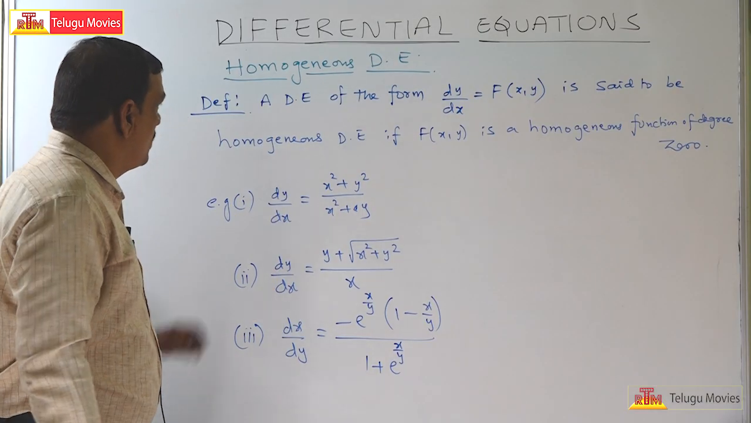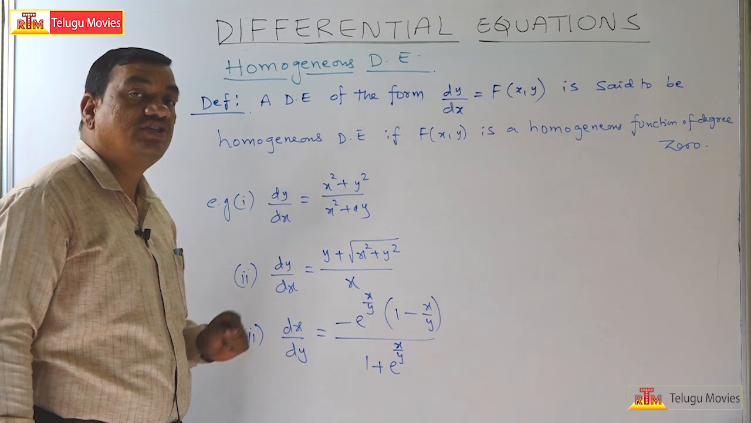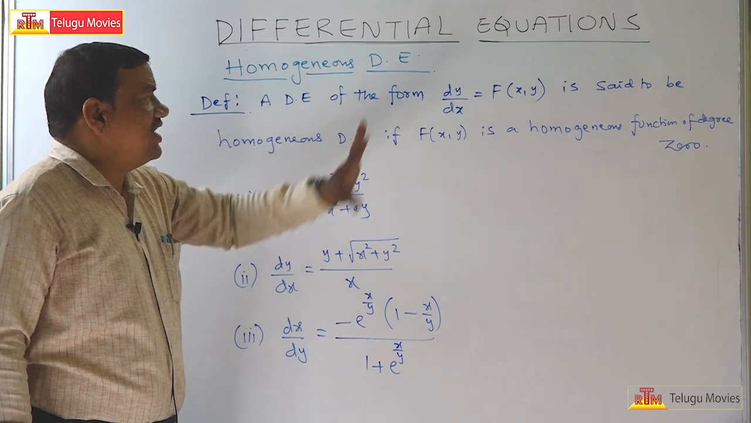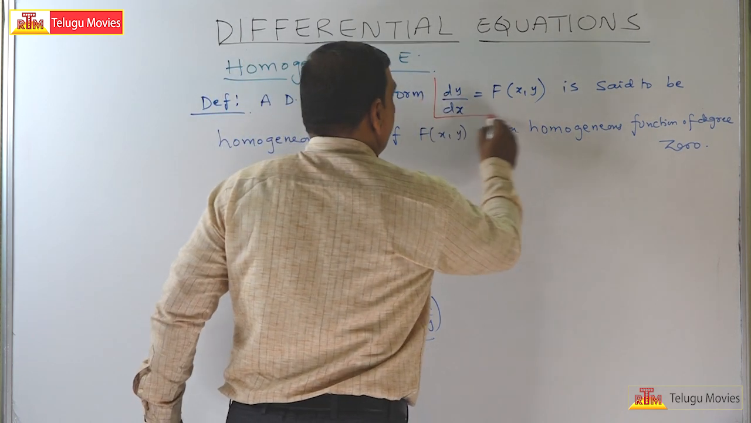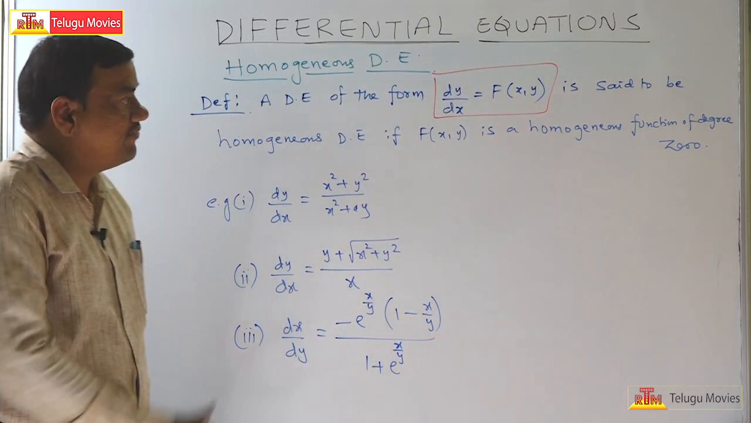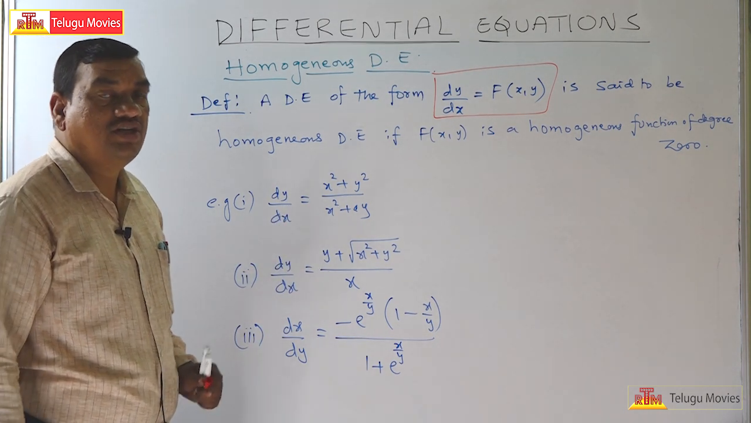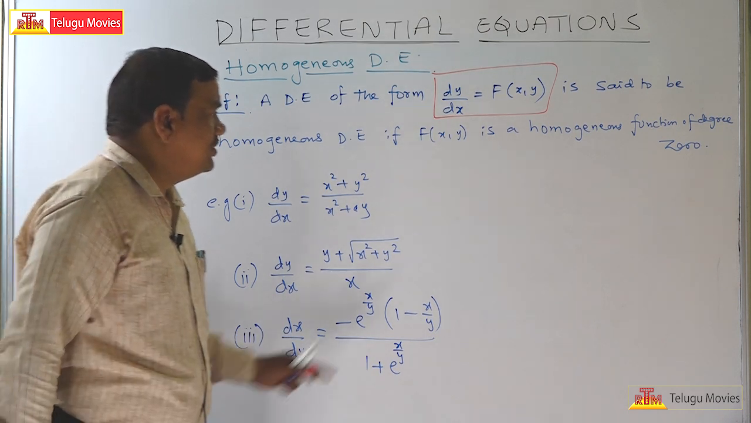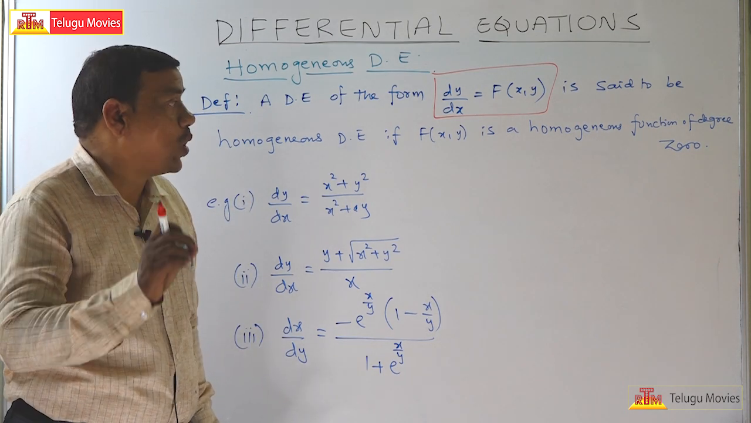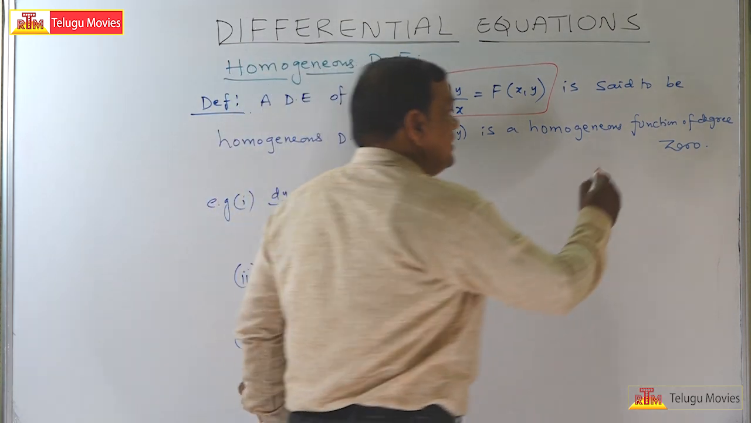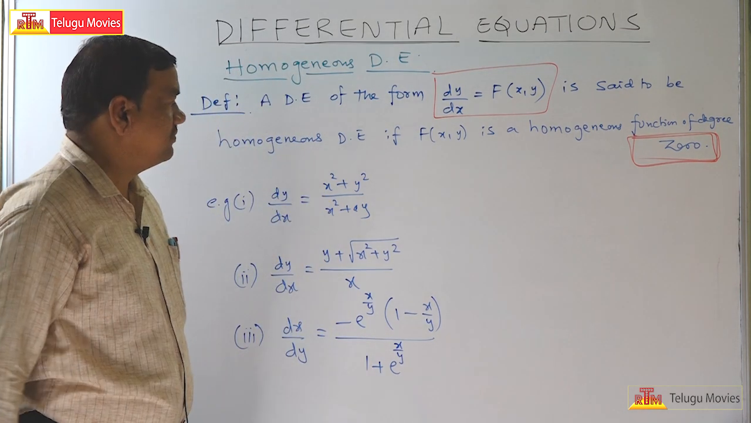Welcome back. Now I am going to explain what is meant by a homogeneous differential equation. A differential equation of the form dy by dx is equal to f of x comma y is said to be a homogeneous differential equation. So this is a very, very important point: f of x comma y is a homogeneous function of degree 0.